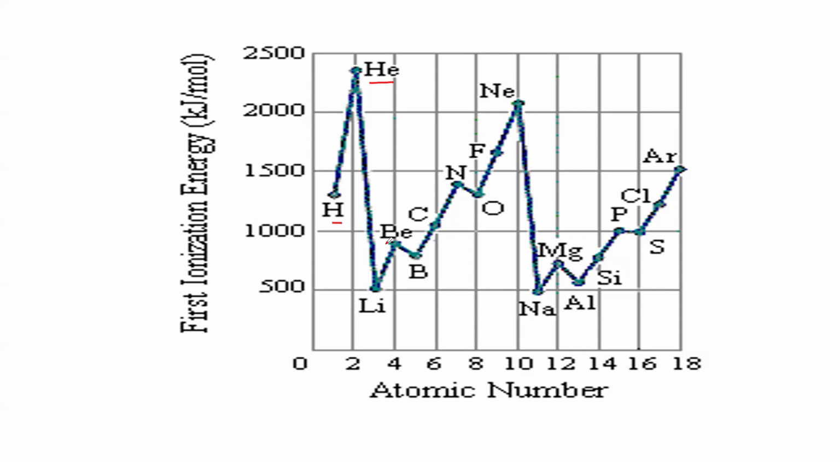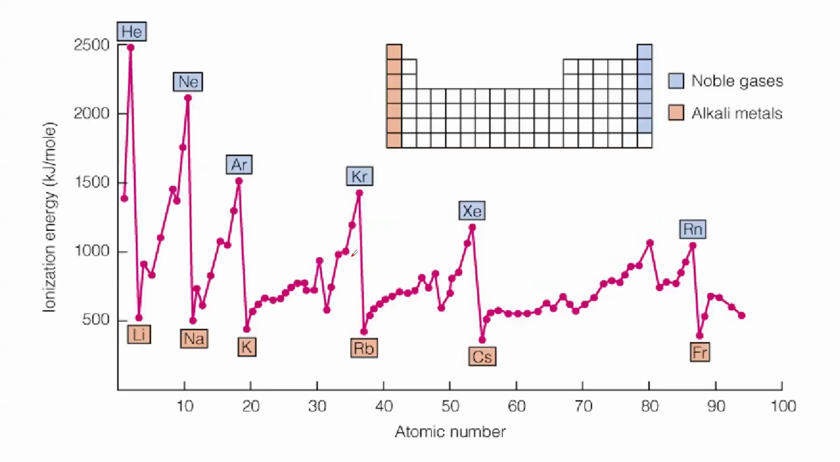So the answer is because of the half-filled configuration. The half-filled configuration makes beryllium and nitrogen more stable than boron and oxygen, and that is why the ionization energy of beryllium is higher than that of boron, and also that of nitrogen is higher than that of oxygen. So this is also a similar example that actually tries to show how the ionization energy increases and decreases.